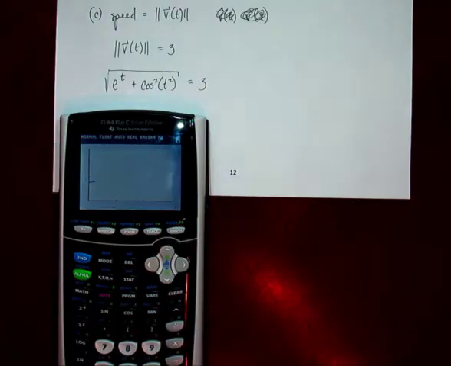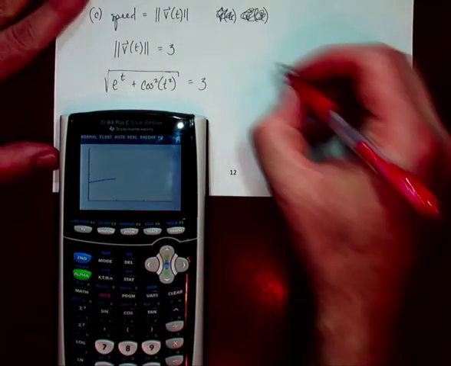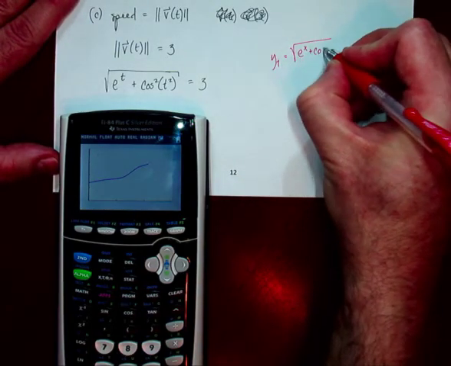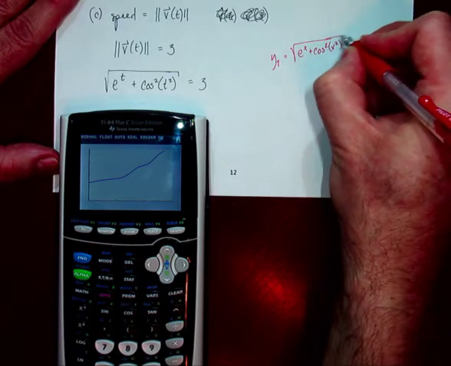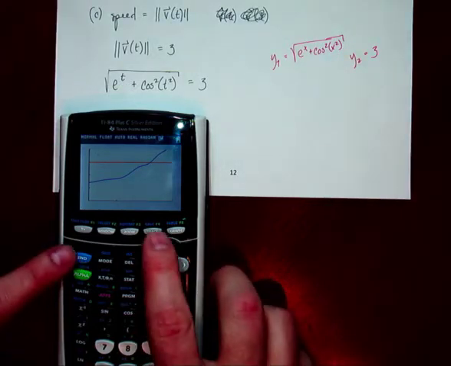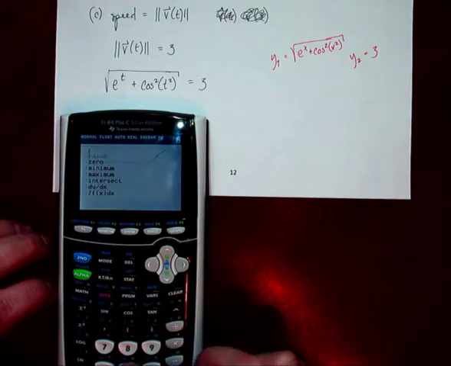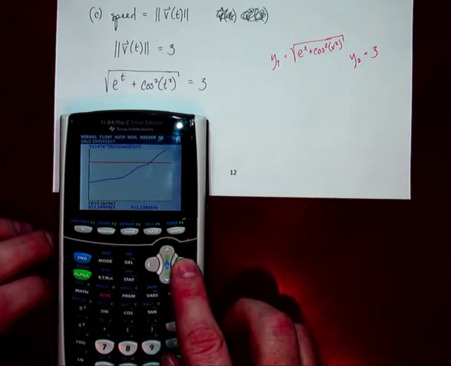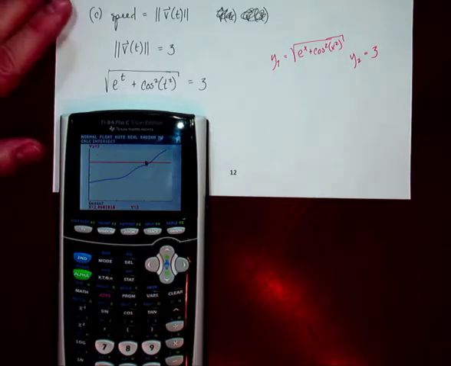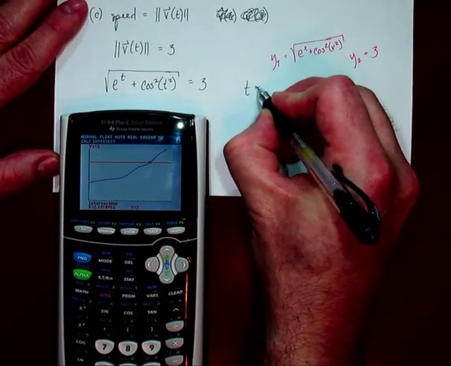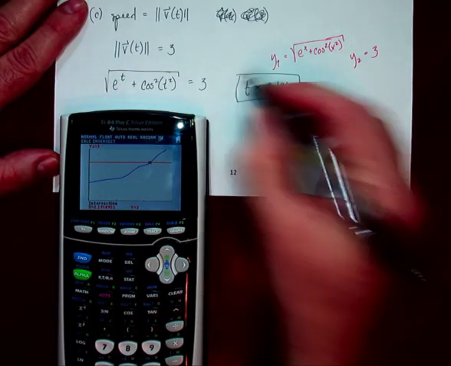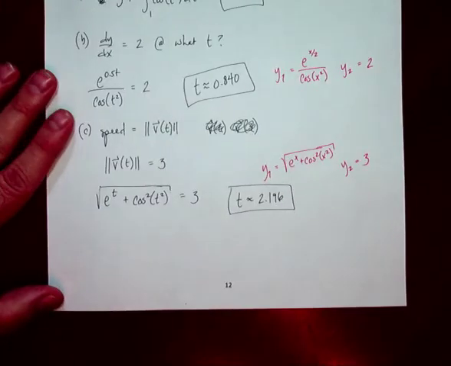And here comes the graph again. Basically, into y1, I put the square root of e to the x plus cosine squared x squared. And then into y2, I put 3. And I'm going to do exactly the same thing I did last time. I'm going to calculate the point of intersection. Go close to it, press enter, and what I get is t is approximately 2.196.